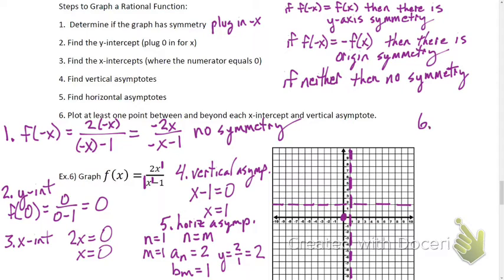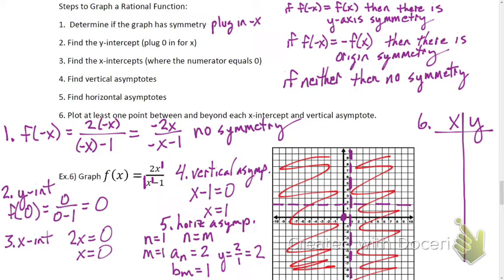So for step 6, I make a big T-chart and plug in values. Now the key is, let me change colors so I can mark where I'm talking about. I need to plug in x values over here to the left of that vertical line, and I need to plug in values to the right of that vertical line. It's up to you how many you plug in. You do need to plug in some and show it, but I will say the more you plug in, the more shape you're going to see.